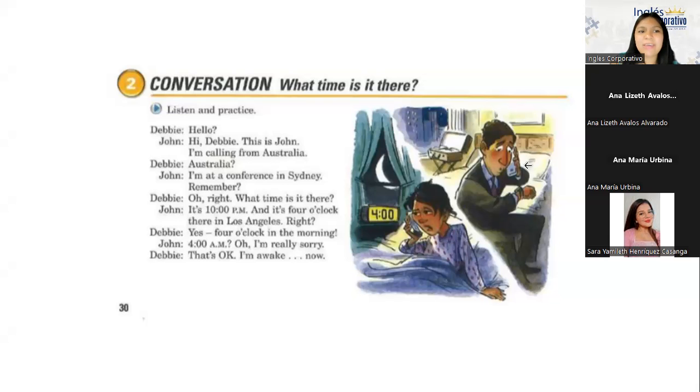Yes, okay, fácil. Necesito two volunteers, okay, dos voluntarios. Voy yo. Marisol, usted es Debbie. Y necesito a uno que sea John. Ana, okay. Marisol, comencemos.